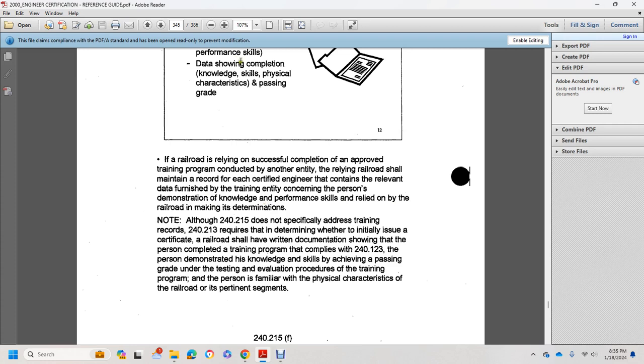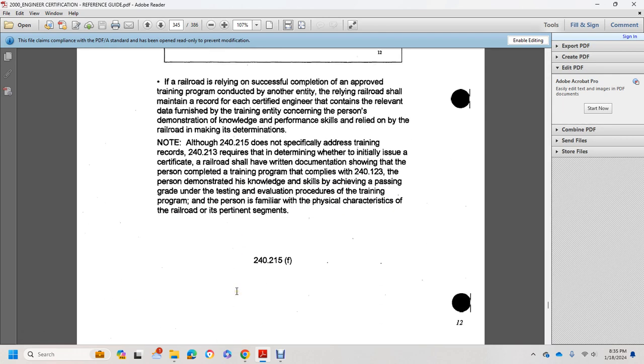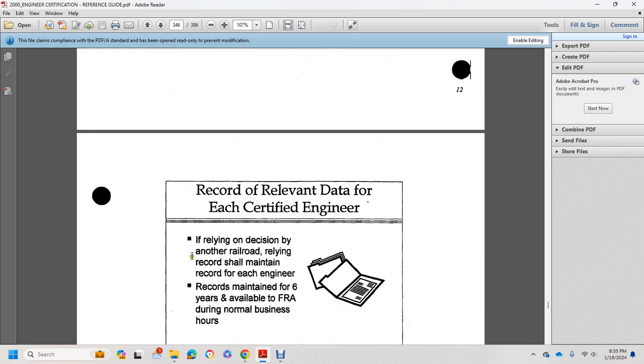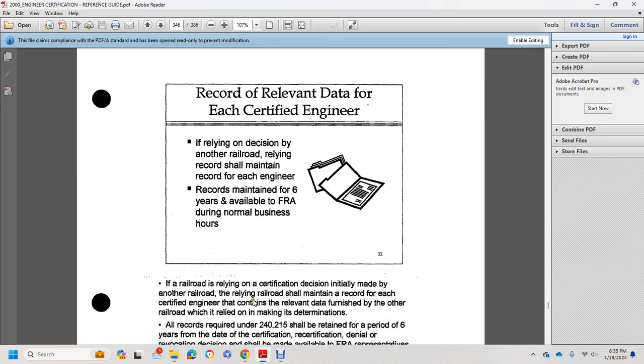Alright, although 240.215 was specifically addressed for the training record, 240.213 requires determining whether the initial issue of the certificate, the railroad shall have a written document showing that the person completed the training program complied with 240.123, demonstrated the knowledge and skill by achieving the passing grade under the testing evaluation received with the training program, and is familiar with the physical characteristics of the railroad with the pertinent segments. Record relevant data for each certified engineer relying on the decision of the railroad. The railroad shall maintain records for each engineer, maintained 6 years, available to FRA during normal business hours.